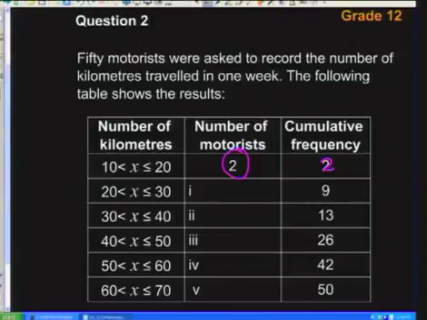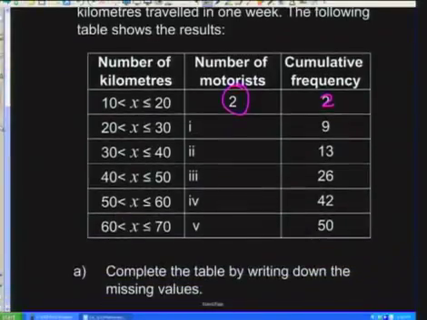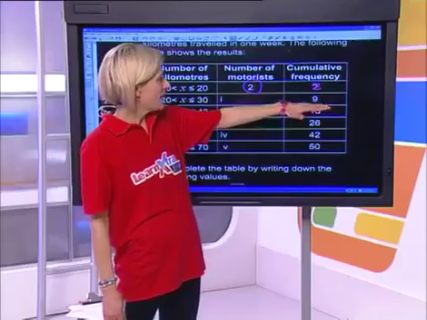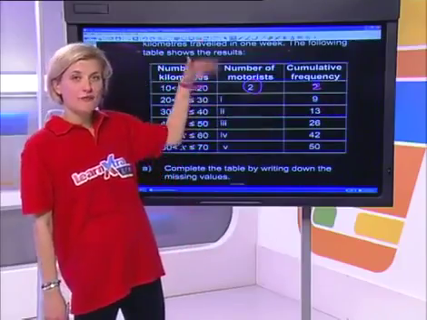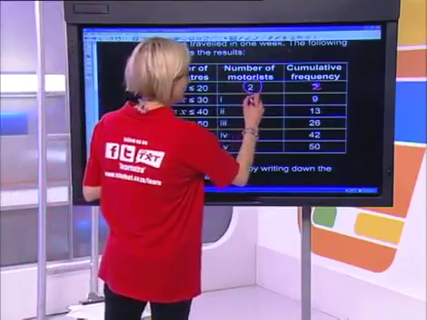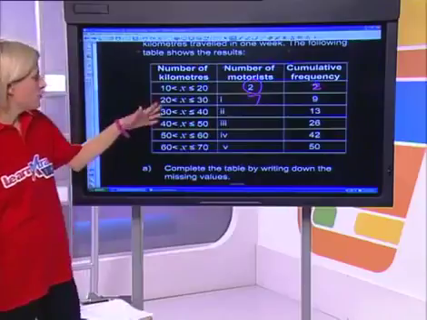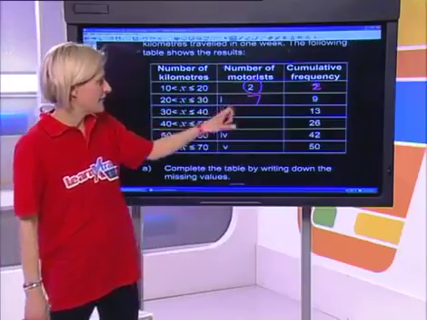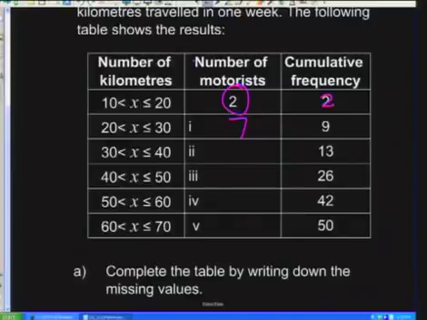Now, basically what they're going to ask us in the first bit is to complete the table by writing down the missing values. Now, if in the class interval 20 to 30, my cumulative frequency is 9, that means that up to 30 kilometers from the beginning, I've now spoken to 9 people. So if 2 people fell in the first class, then it must mean that the number of motorists falling from 20 to 30 must be 7, and the reason for that is because 2 plus 7 gives me 9.